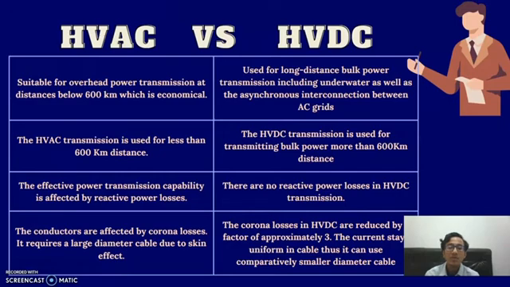And lastly, for the fourth difference, the conductors are affected by corona losses. It requires a large diameter cable due to skin effect. But the corona loss in HVDC is reduced by a factor of approximately 3. The current stays uniform in the cable, thus it can use a comparatively smaller diameter cable.